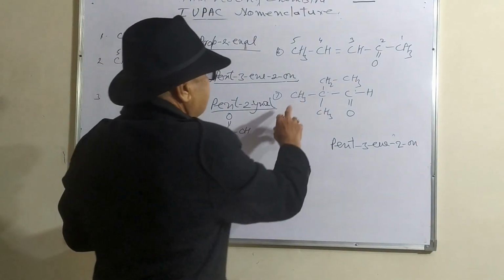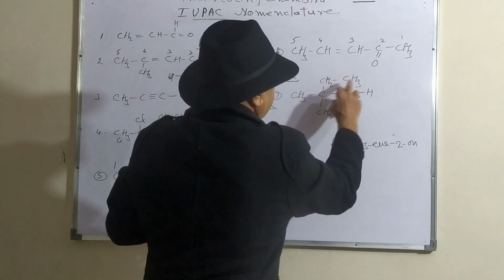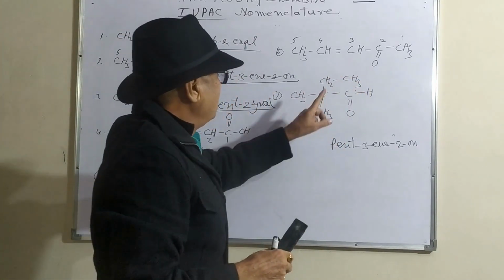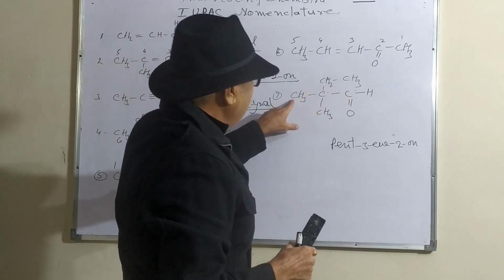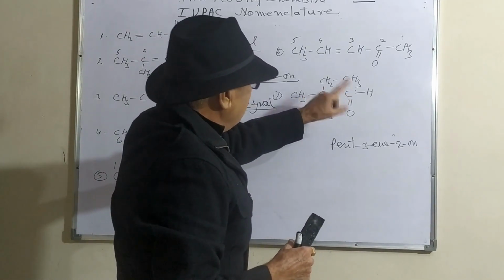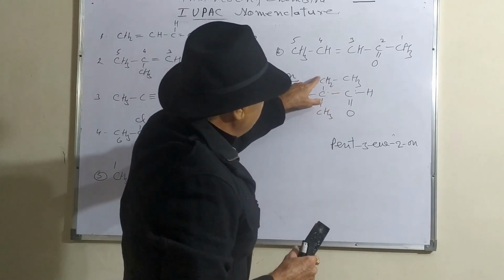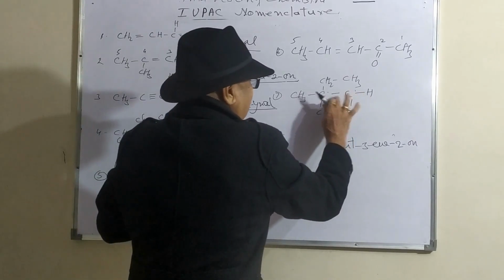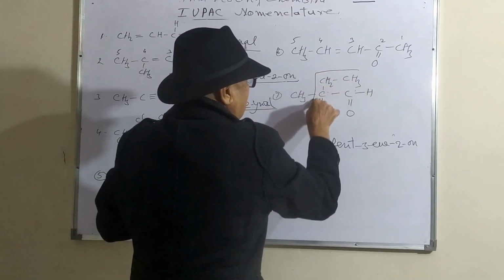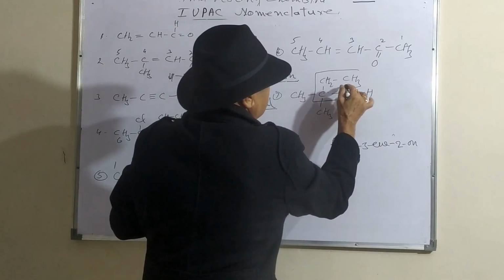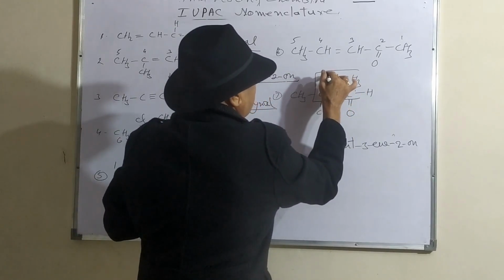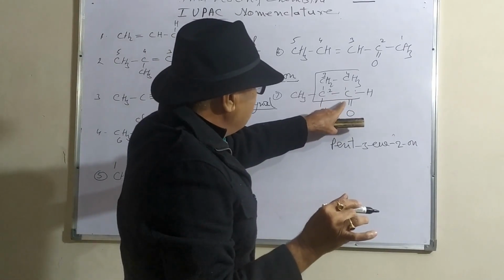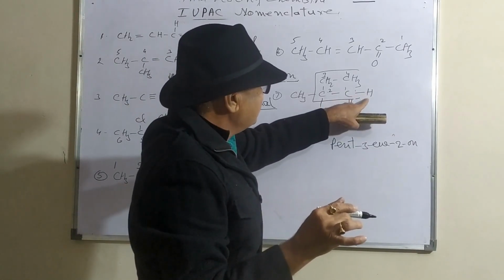Now come to this structure. Here, this is CH3, CH2, CH3, CH2. Find out the longest chain. The longest chain you will find is 1, 2, 3, and 1, 2, 3, and 4. So this will be the longest chain. This will not be 1, 2, 3. There are 4 carbons in the longest chain. You will find 1, 2, 3, and 4. So the carbonyl group is on the terminal and it has CH3.